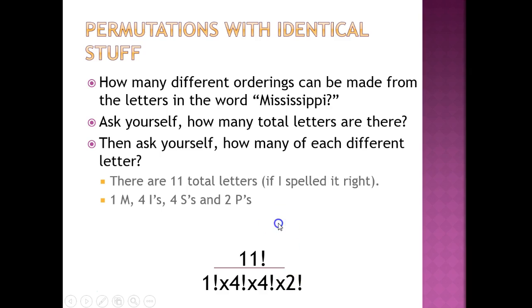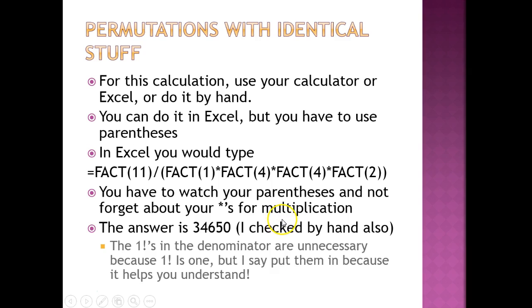Now, you say, ooh, this is hard. It's not hard. I could easily do this in Excel. In Excel, I could type out equals factorial of 11 divided by factorial of 1 times factorial of 4 times factorial of 4 times factorial of 2. You have to watch your parentheses, and you need parentheses around the total denominator. I think I need one more parentheses there, to be honest with you. I would check it by hand, and I would do these individually.